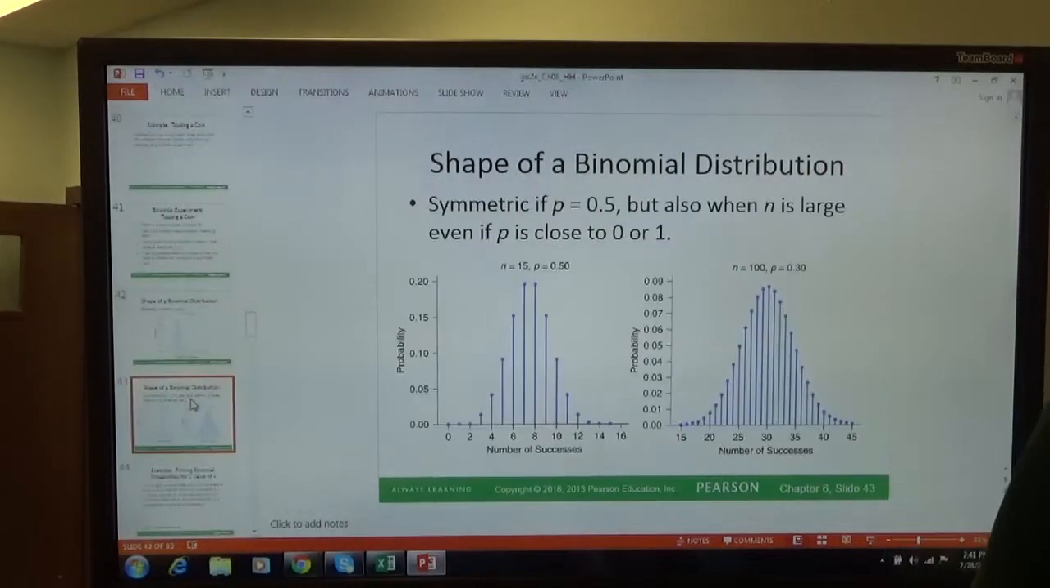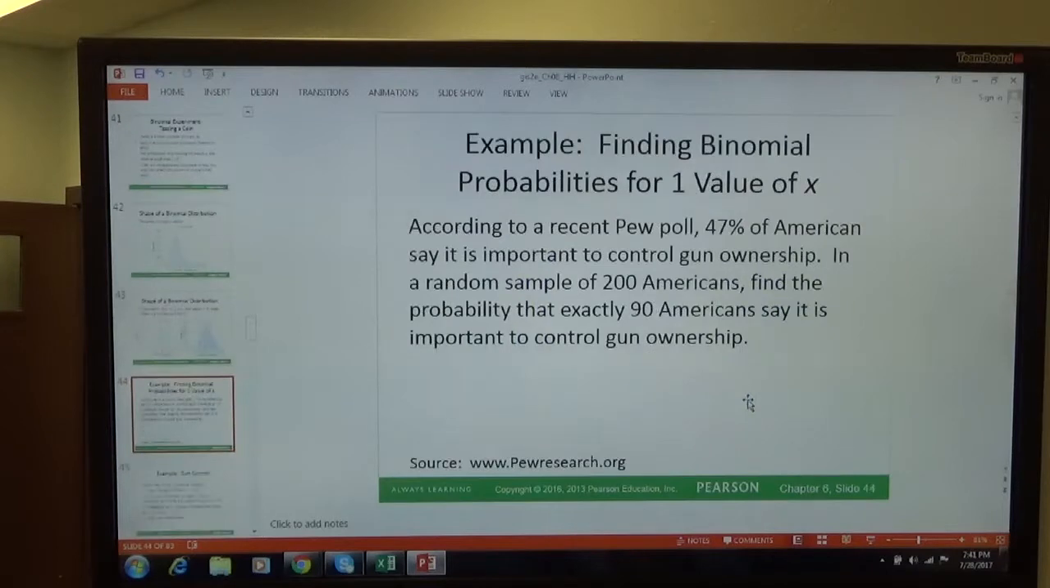But if we change the probability of success to 50%, then you can see this is similar to a normal distribution. And if you have a large sample size, if n is 100, you try 100 times, even if the probability is 0.3, you still see a normal distribution. Okay.